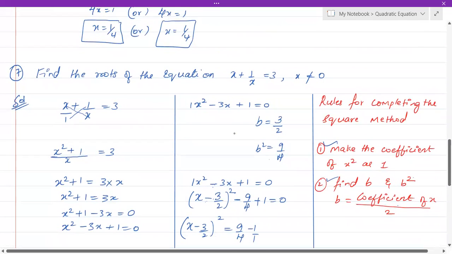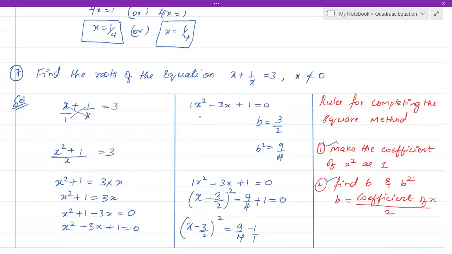So the first step is to check whether the coefficient of x square is 1. If not, we have to make it 1. So here in this question, the coefficient of x square is 1. So no problem. After that, we have to find the b value. What is the b value? Coefficient of x divided by 2. Then once we get b, we'll also get b square.